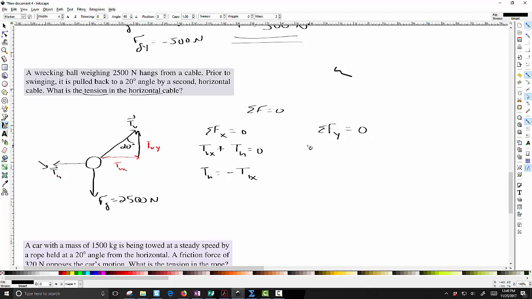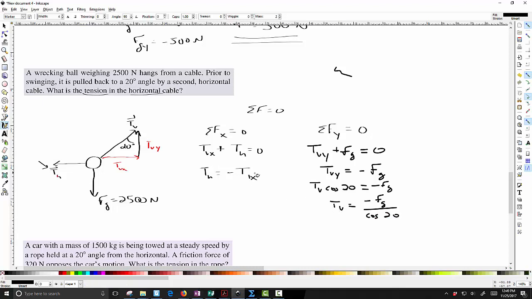So my forces in the y will be TV in the y plus the force of gravity is equal to 0. So TV in the y direction is equal to the opposite of the force of gravity. But TV in the y direction, since it's next to the angle, is going to be TV cosine 20, equal to negative FG. And so TV is going to be negative FG over cosine 20. Okay, I can plug in some numbers and get that.